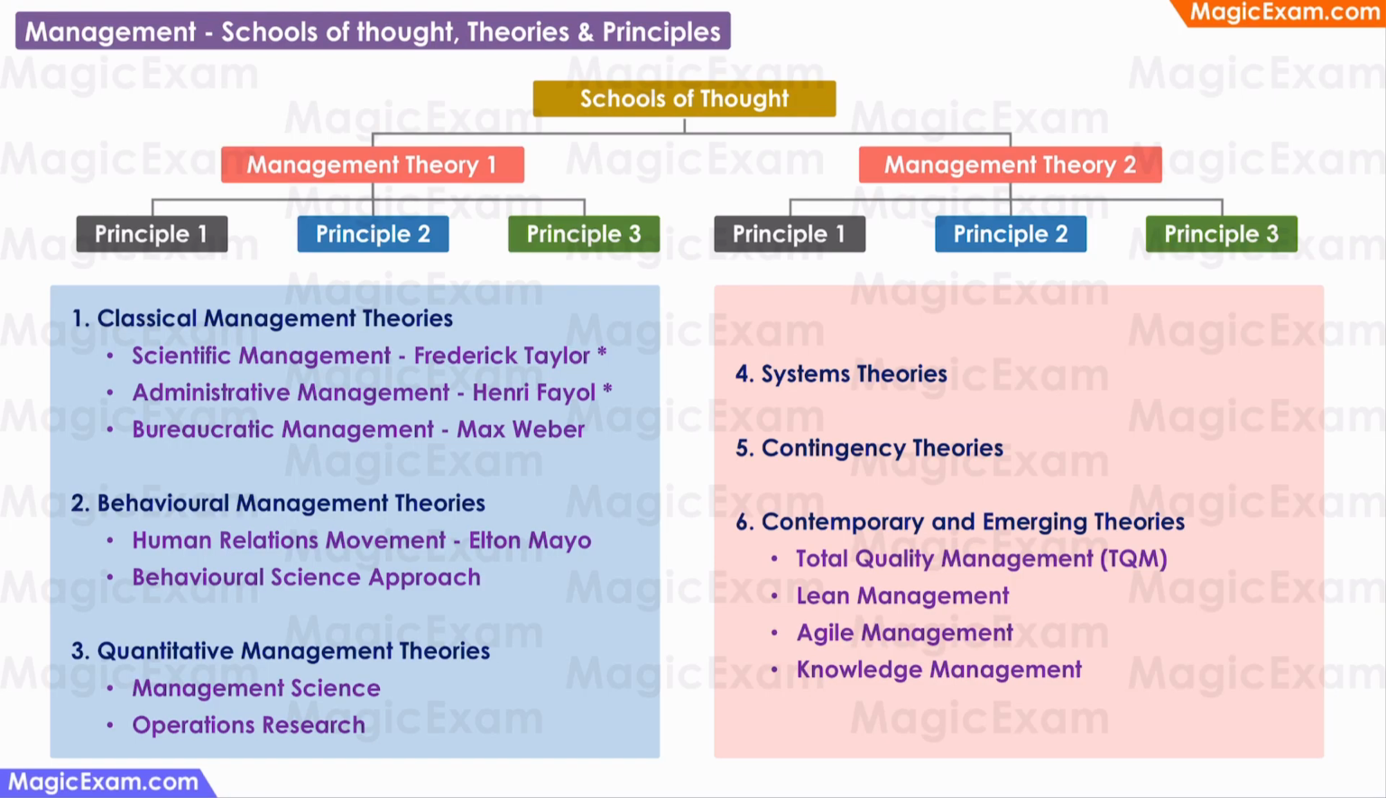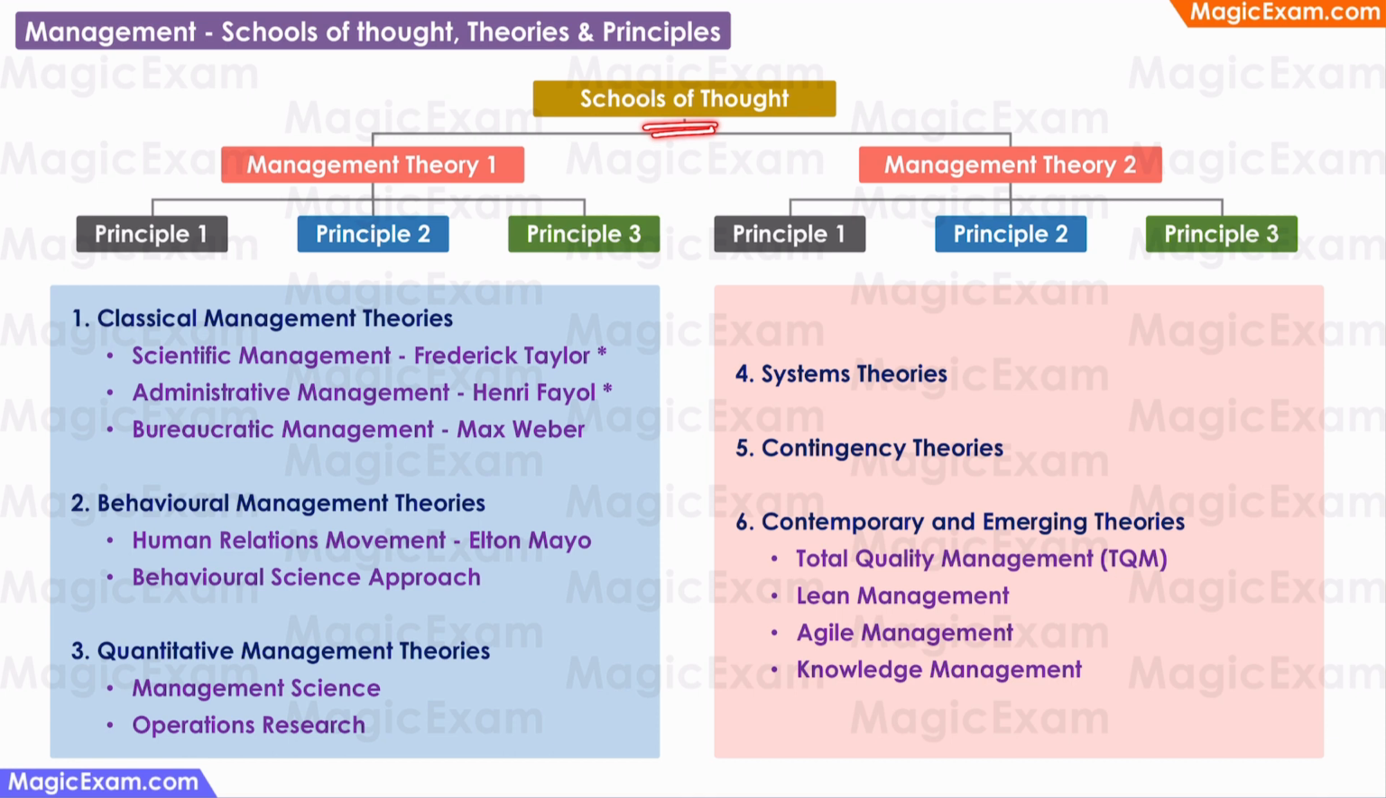In this subject, we will be using the terms school of thought, management theories, and principles of management. So first of all, we need to have an understanding of what these terms actually are and how they are connected with each other. A school of thought is like a collection of ideas or a collection of rules about how to run a business or any other organization.